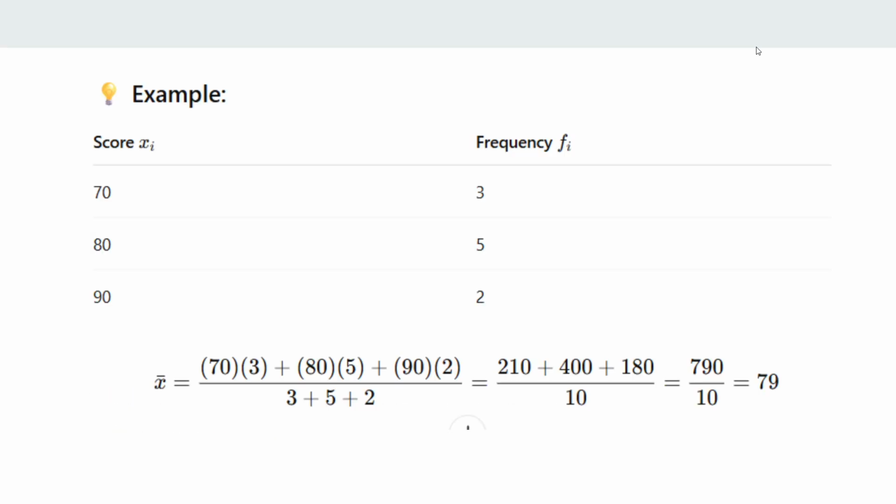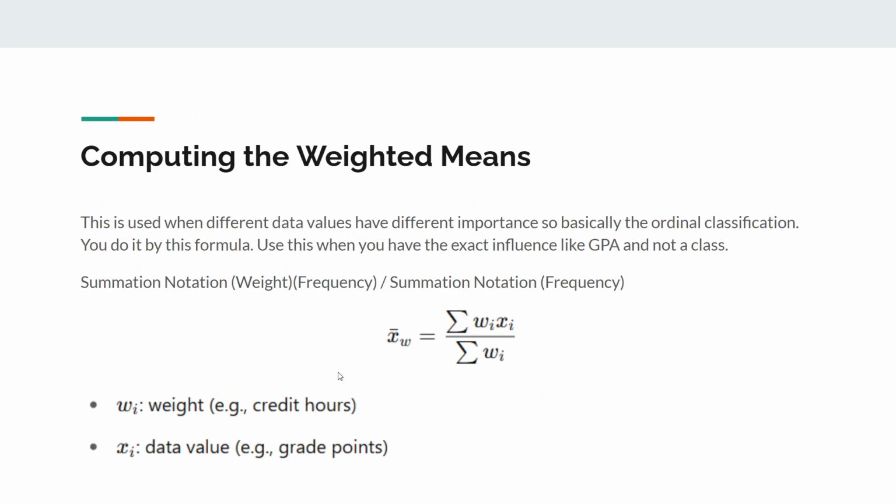So this is an example right here. We have a score here. This is for discrete values, and everyone knows that's how you calculate the mean. Computing the weighted means is pretty simple as well. All this is calculating the mean based off the weight.